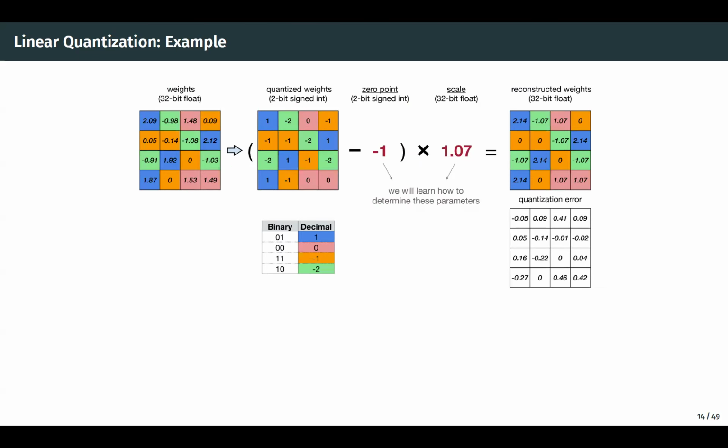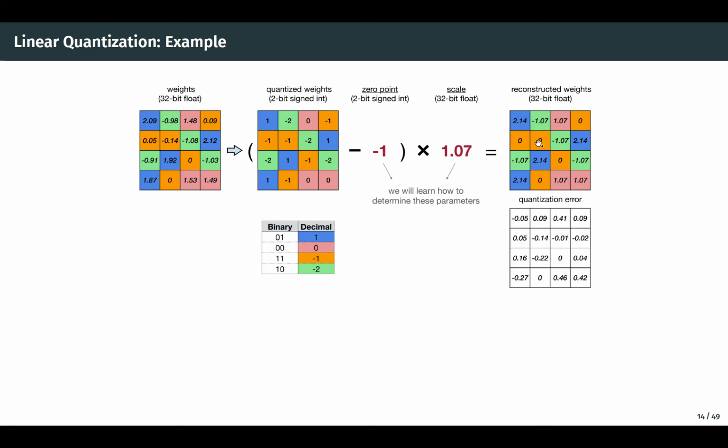For a quick example, say we have a weight matrix in 2-bit floating point, and we have to quantize it to 2 bits of values. In 2 bits, we can only represent 1, 0, -1, and -2. So this is our dynamic range. And we can set a 0 point, which in this case has been chosen to be -1, or it is learned, and we will talk about how to find the appropriate Z point. Then we have a scaling factor.